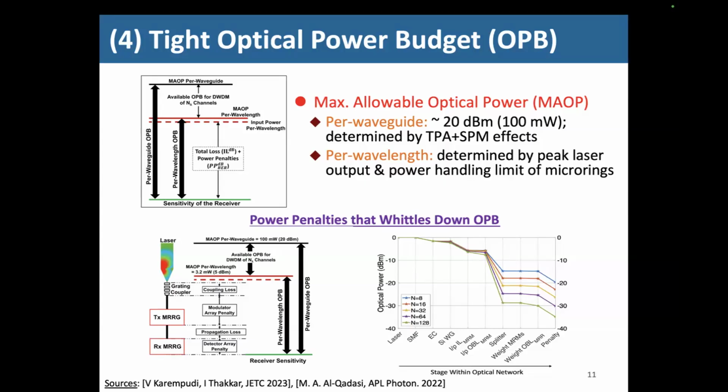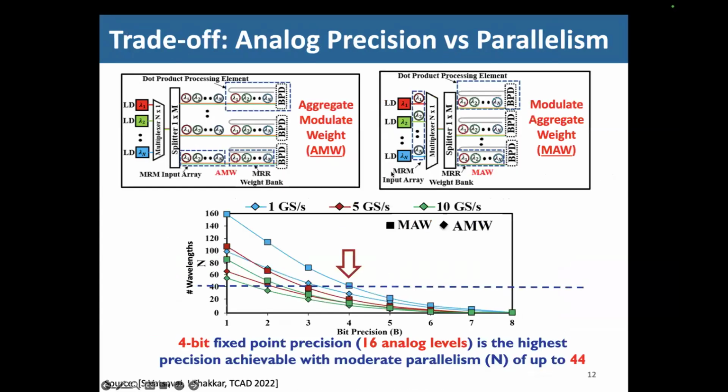Certainly, if we have high losses, the number of wavelengths we can have will reduce, right? And that basically limits the parallelism. So we basically have these two categories, which we have already shown in the previous slide.